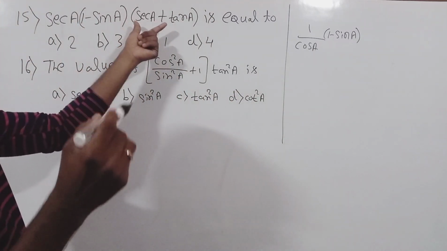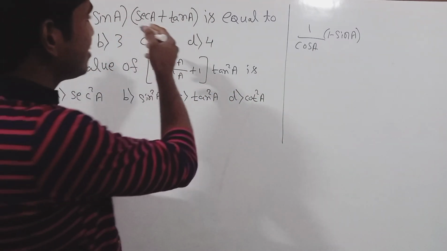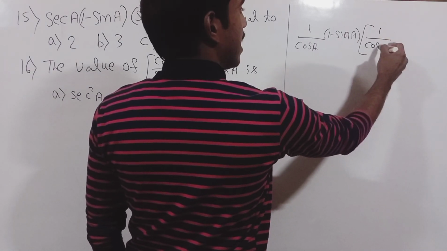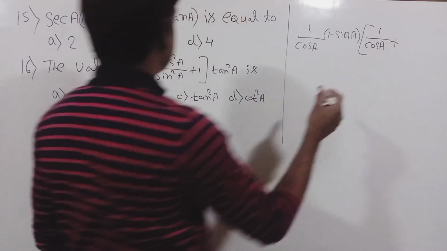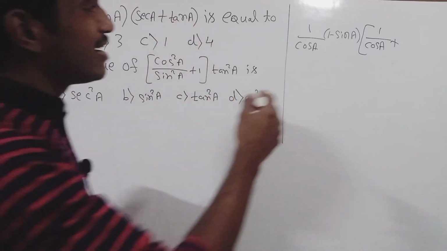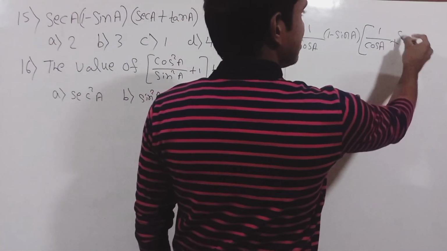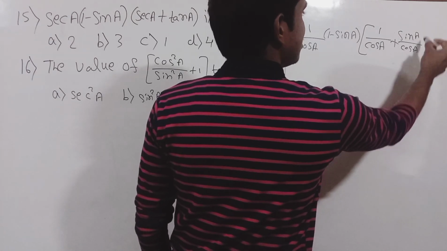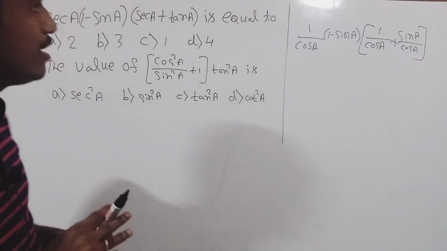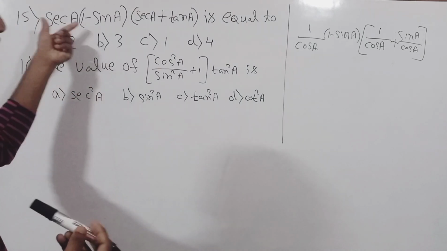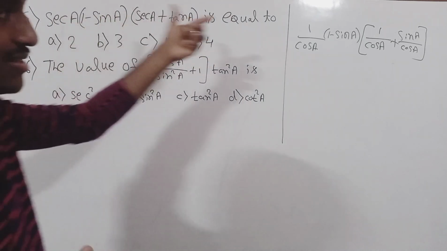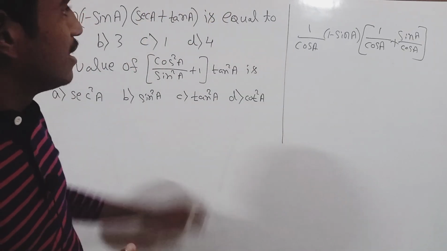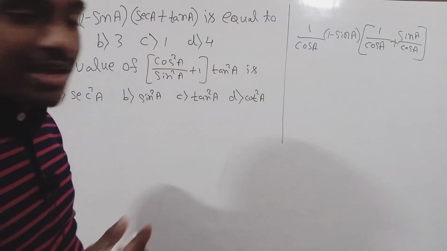Into this is secant A plus tan A. Secant A I can write as 1 by cos A, plus tan A I can write as sin A by cos A. So now everything is in terms of sin and cos only. So it is secant A, 1 by cos A, 1 minus sin A I have written as it is, secant A 1 by cos A, and tan A as sin A by cos A.